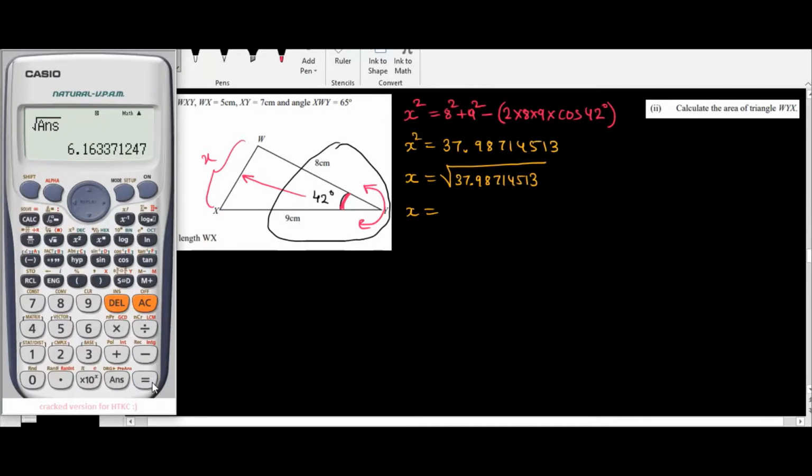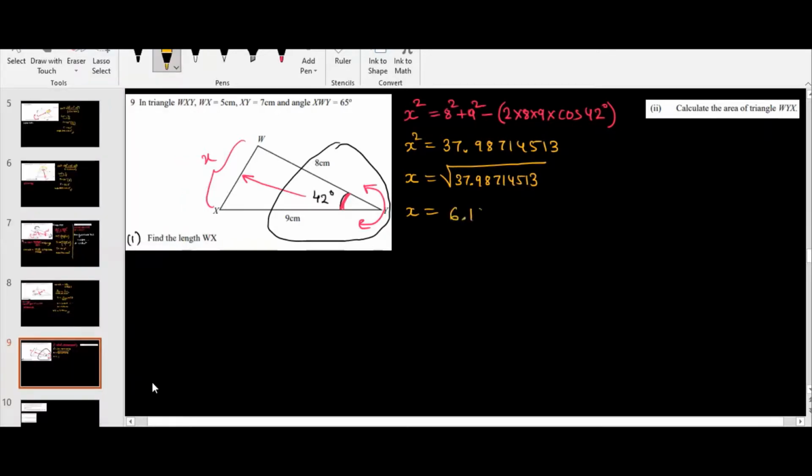So answer, since we are finding the length, the answer must be three significant figure. So answer will be 6.16 centimeter. That's the unit.